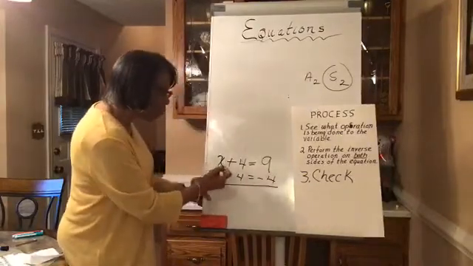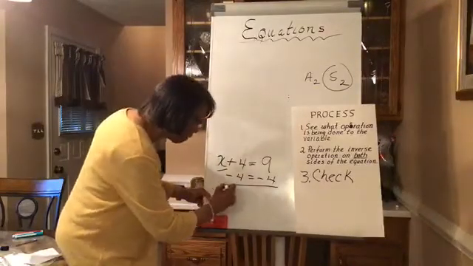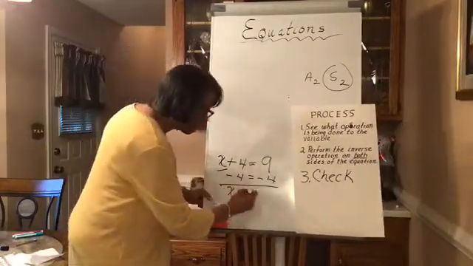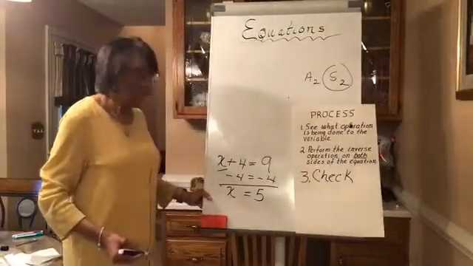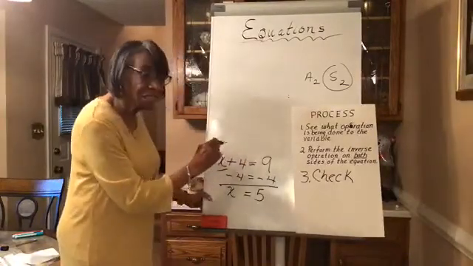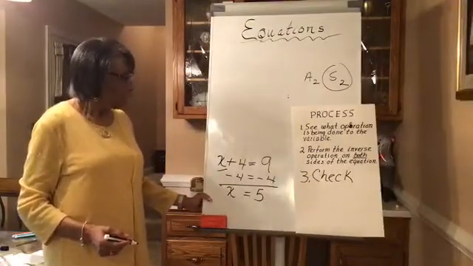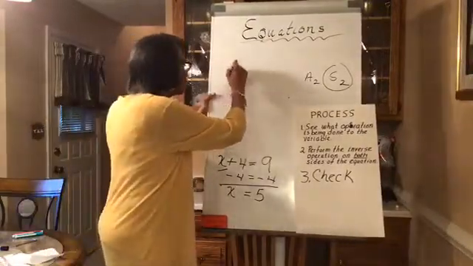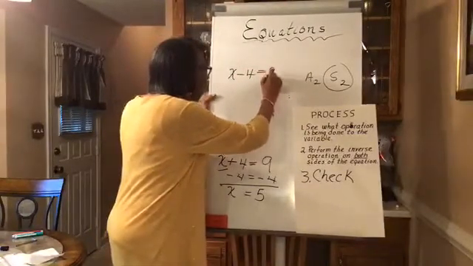Okay? So, if I add 4 to something and subtract 4, I end up with that. x plus 4 minus 4 is x. And 9 minus 4 is 5. And if we check that and we put 5 in place of x, 5 plus 4 is 9. 9 equals 9. All right, so now let's do a subtraction. x minus 4 equals 9.